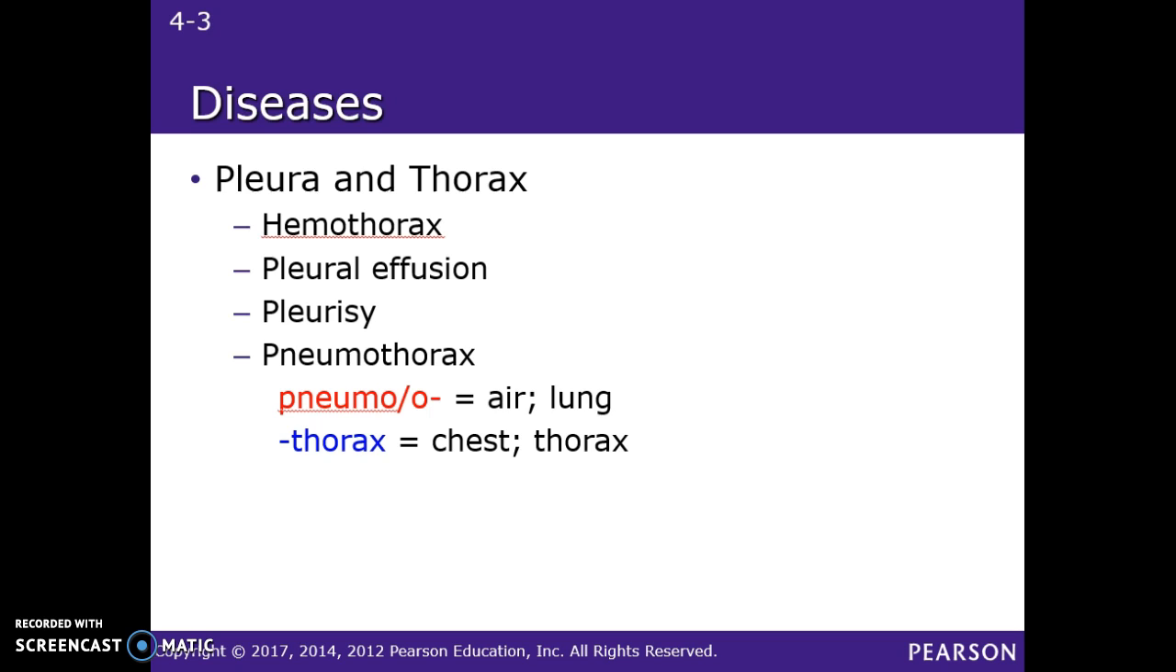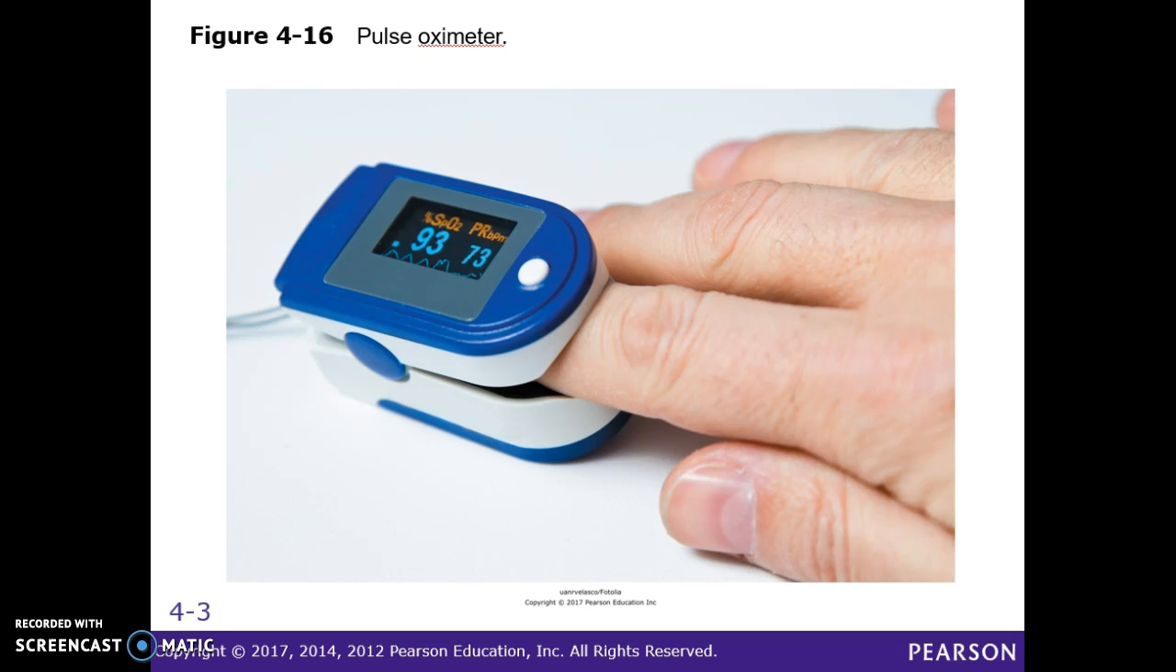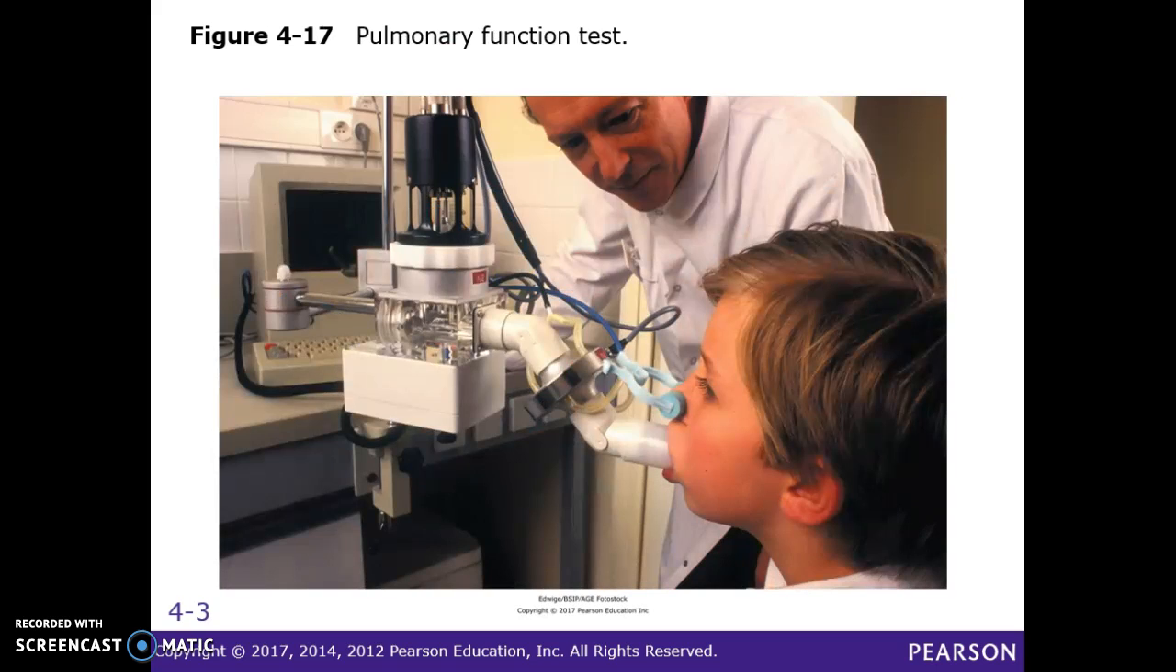Then we're going to be looking at some of the laboratory and diagnostic procedures. Being able to monitor your arterial blood gases is a big one. Here's a pulse oximeter right here where you can tell how much oxygen is in your blood. Pulmonary function test, you might have had to do those before. Here's a pulmonary function test where you're actually blowing to see how much air you're able to exchange back and forth. Those are some of the different tests. And then, of course, there's some surgeries. What can we do to actually fix some of those types of things?